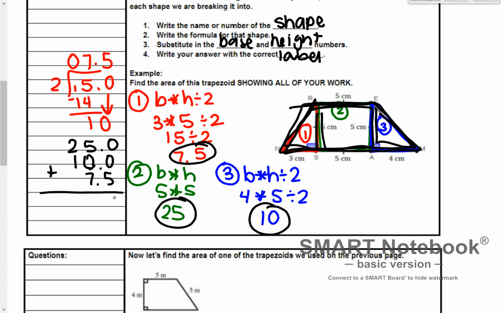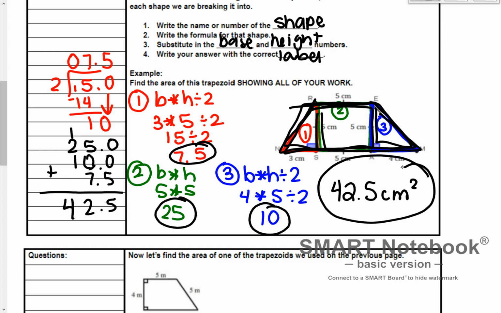5 plus 0 plus 0, 5. Bring down our decimal. 7 plus 5 is 12. 2 plus 2 is 4. The answer would be 42.5 centimeters squared. Okay, that's how we find it breaking it up. I know it's a lot of work.